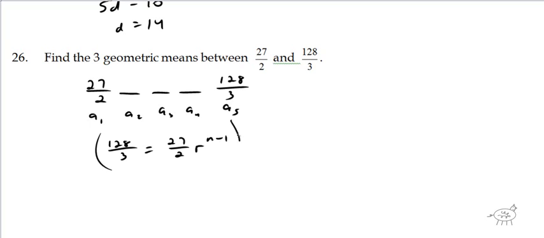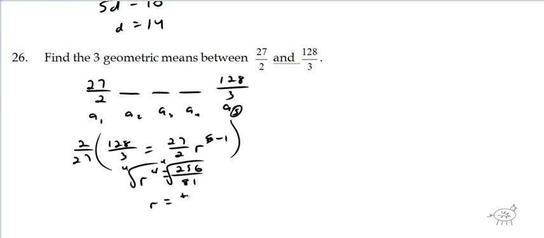Okay, and of course multiply both sides by 2 over 27, and I get, oh, and of course n, I didn't put n here, sorry, n is 5, right? 5 minus 1. So I wind up getting r to the 4th is equal to 256 over 81. Then I take the 4th root of that. Please do not forget, when it's an even root, it's plus or minus. So r equals plus or minus 4/3.